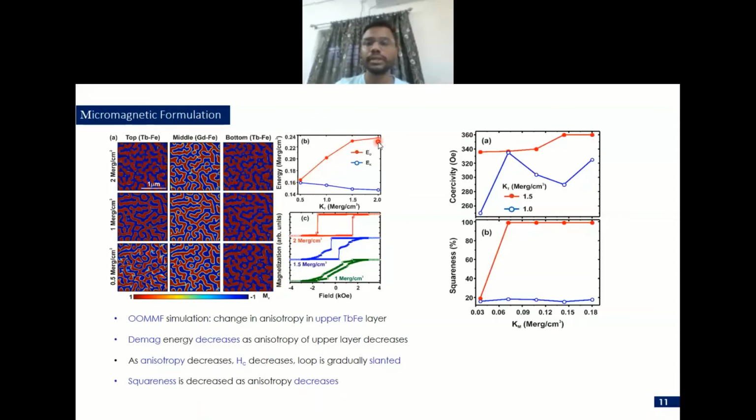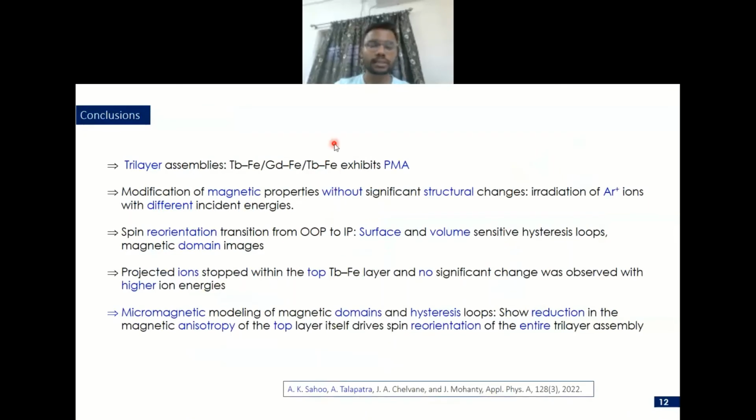That may be the reason here. So you see the cohesive force is much higher in case of higher value of anisotropy, while it is low at the low value of anisotropy taken. And you can see the squareness value also is higher in case of the higher value of top layer anisotropy, while low in the low value of anisotropy. So that comes to my conclusion.